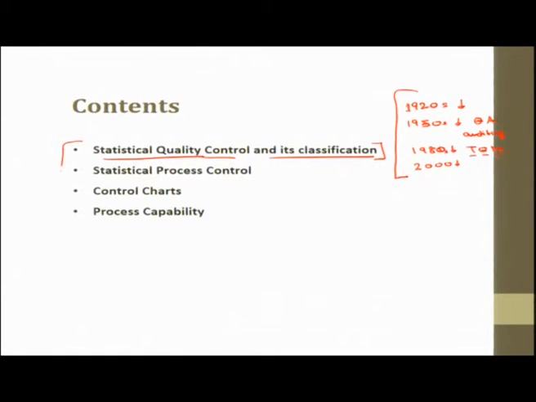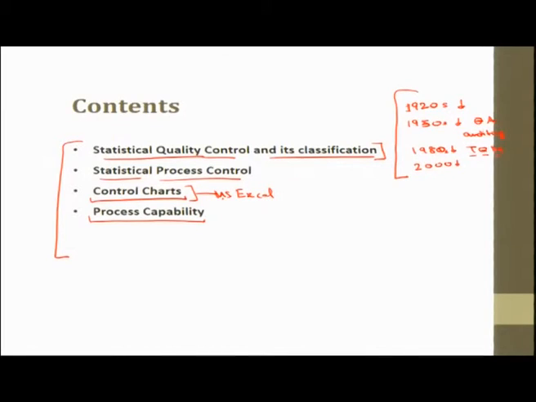So we'll cover this content in this lecture: statistical quality control and its classification, then statistical process control, then we'll discuss the control charts. Then I'll discuss what process capability is. For control charts, I'd also like to work on them in MS Excel. I'd like to show you the kinds of control charts, there are variables and attributes, different kinds of control charts. Then how we plot those charts in Excel, and if the process is not in control, what steps we follow after that. Process capability also we'll discuss. Then in the next lecture I'll discuss acceptance sampling.